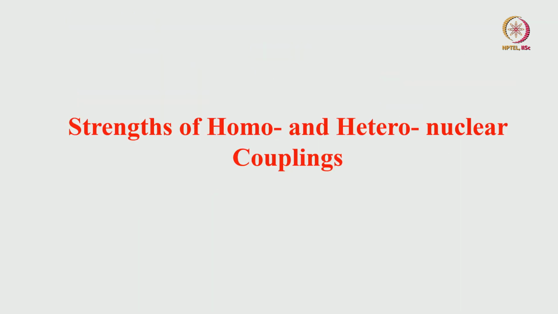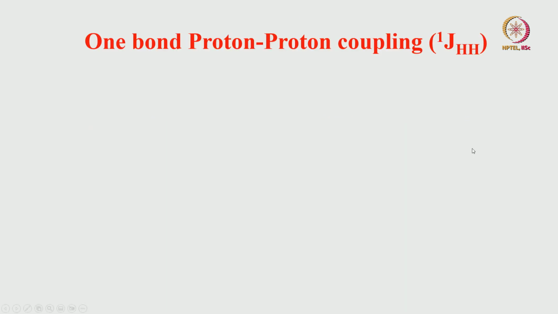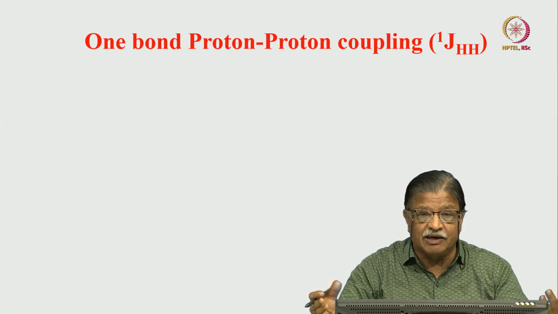Okay. With all this, now we understood the multiplicity pattern and everything, but we should know what the strength of the coupling is. We have been discussing a lot about multiplicity pattern, but if I measure the coupling strength, or even if I do not measure, I should have some idea what the proton-proton coupling strength is. It could be 1 bond coupling, 2 bond coupling, 3 bond coupling.